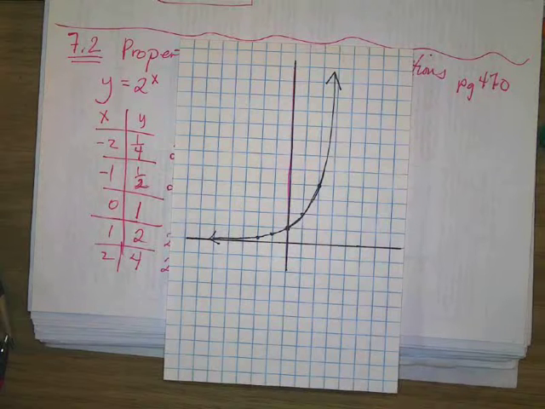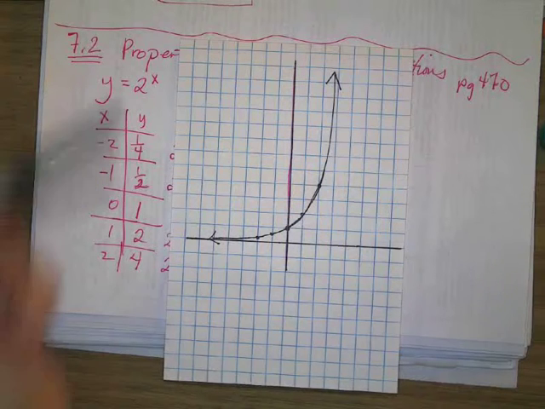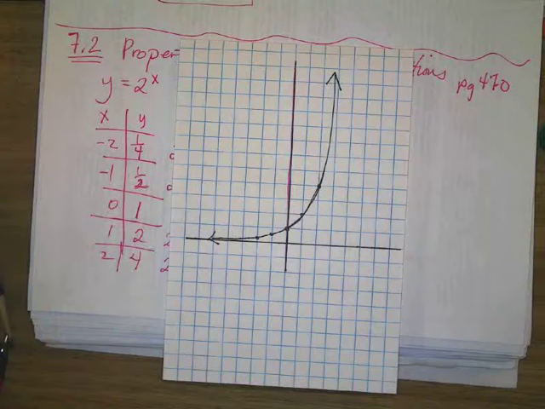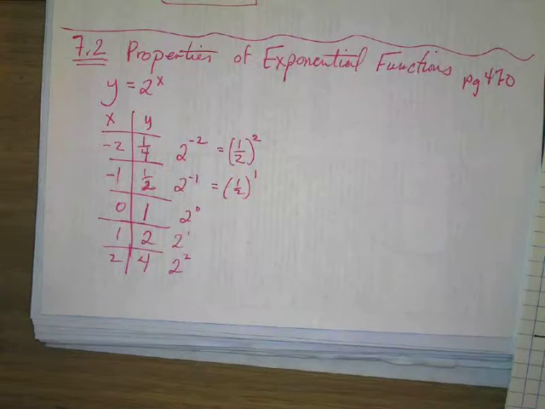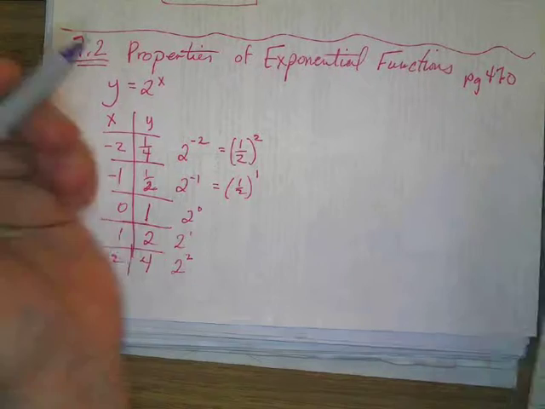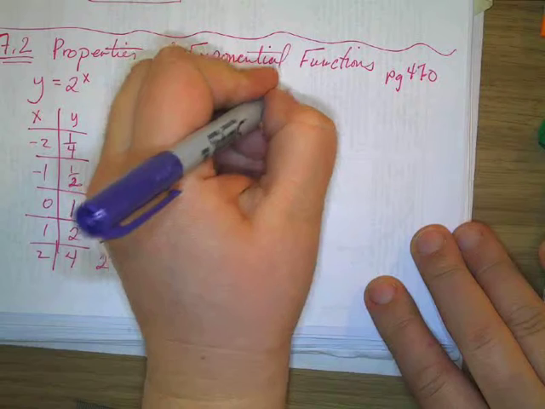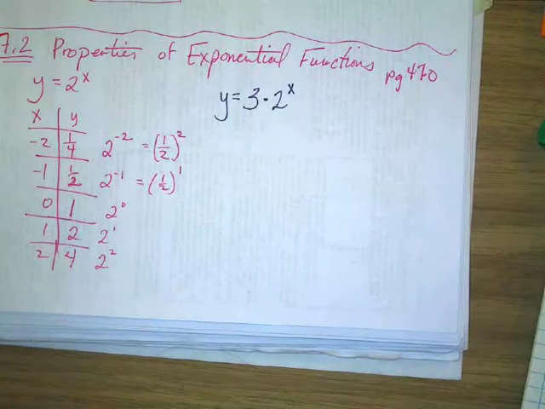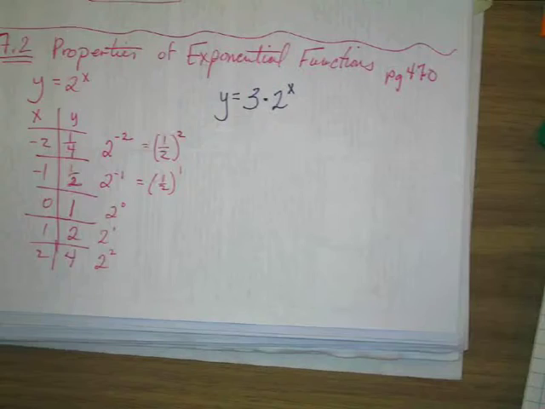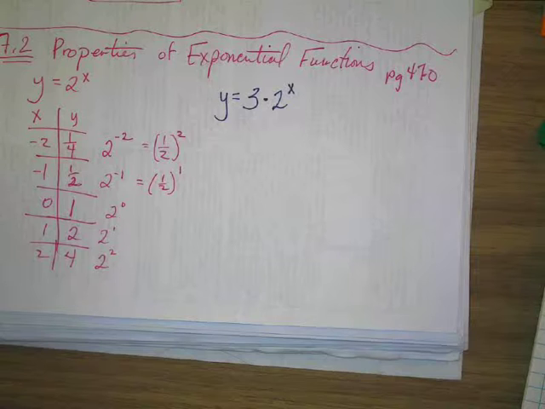So the question we're going to ask ourselves is, what happens if I give it an a value? Right now we have an a value of 1. So this is just b to the x. We don't have the a. So what if we all of a sudden say, okay, I'm going to mix it up here. We're going to look at 3 times 2 to the x. We're going to give you a different a value. So let's make a table again.